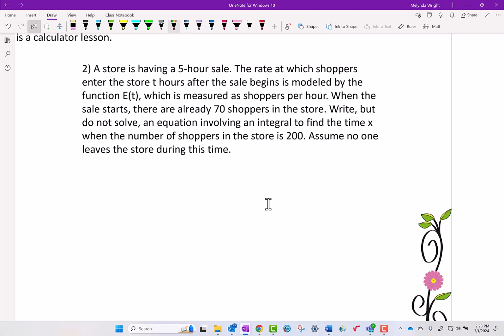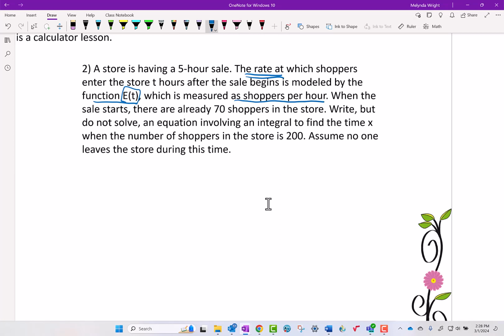I like to underline things that are helpful. That's the rate. This E is a rate. And here are my units, shoppers per hour. I'm just highlighting the things that I need to be sure to go back and pay attention to.